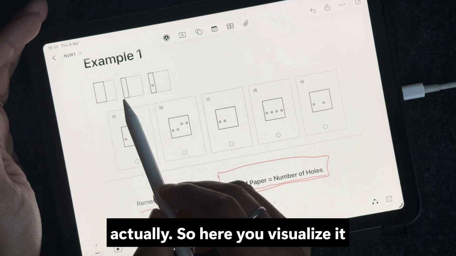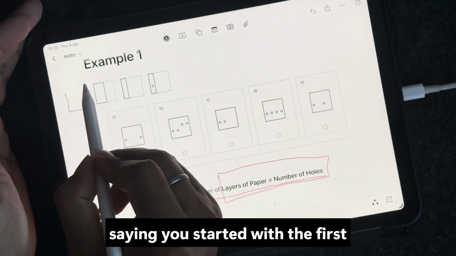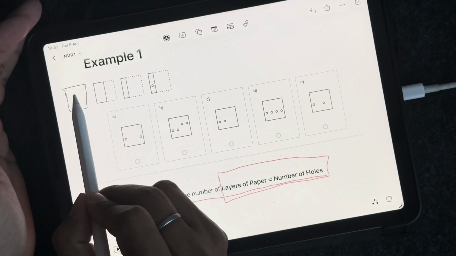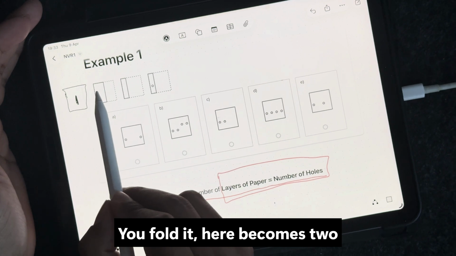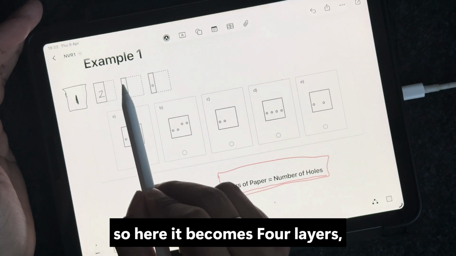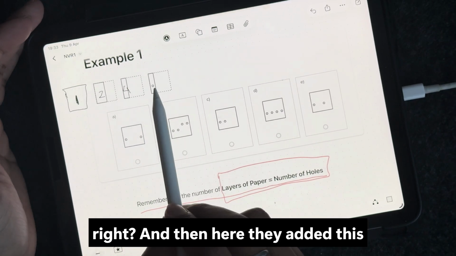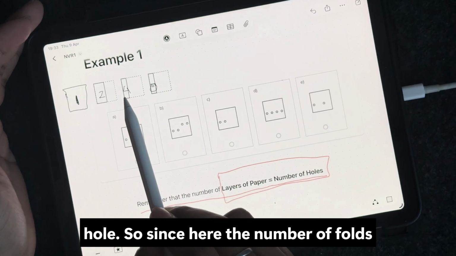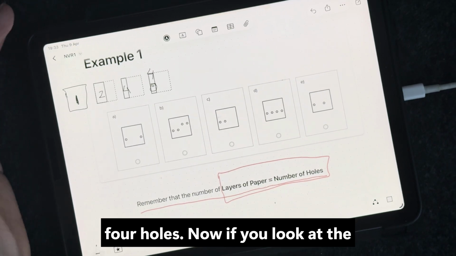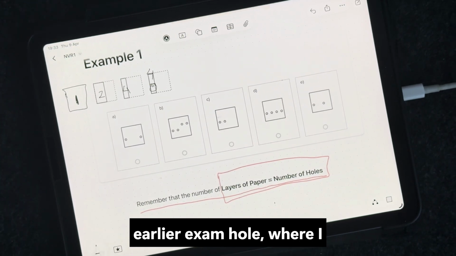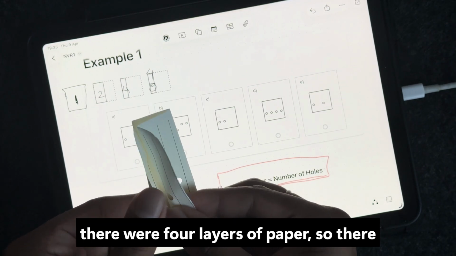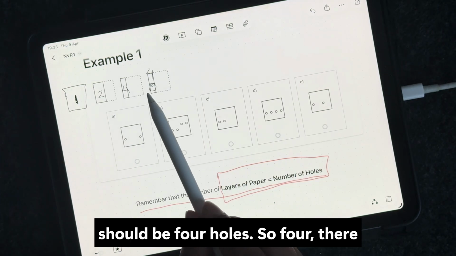So here you visualize it, saying you started with a first square piece of paper, and then here you have 1 layer. You fold it, here becomes 2 layers. Now again, they folded it in half, so here it becomes 4 layers, right? And then here they added this hole. So since here the number of layers of paper is still 4, there should be 4 holes. Now if you look at the earlier example where I had created the exact number of holes, there were 4 layers of paper, so there should be 4 holes.